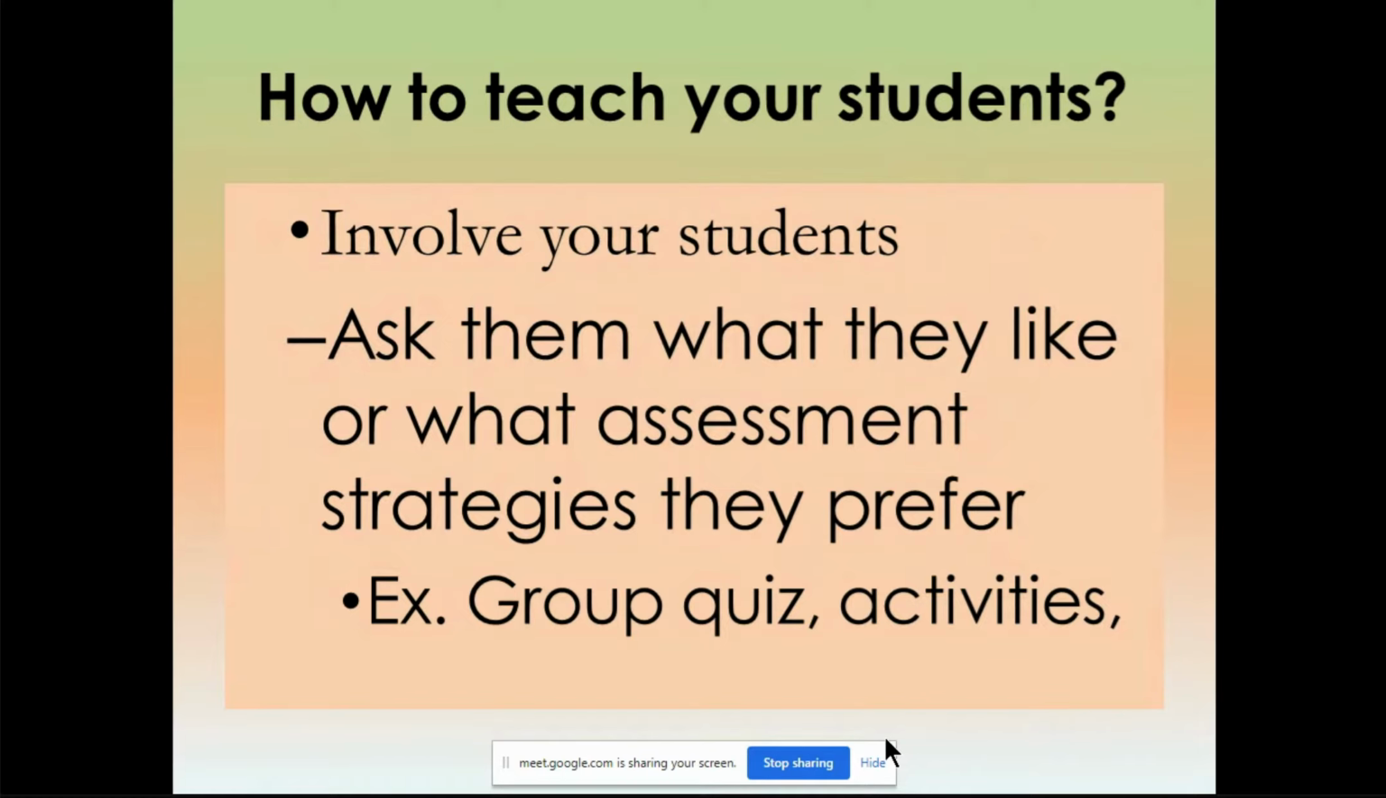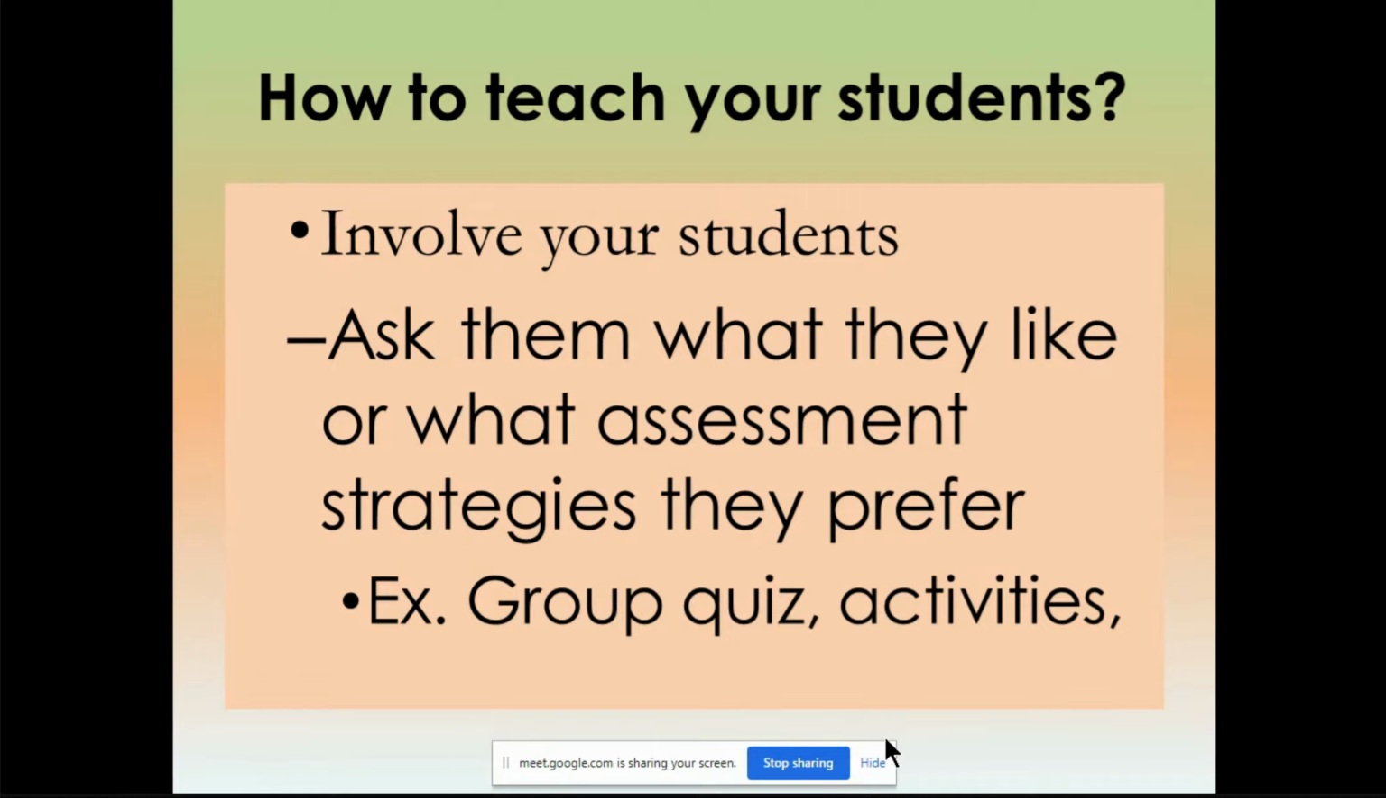So next one is involve your students. Ask them what they like or what assessment strategies they prefer. There was a time that during my class, I asked them, okay, our class is already finished. What do you want to do? And you can say you will do nothing. We'll have an activity, but do you have anything that you like?